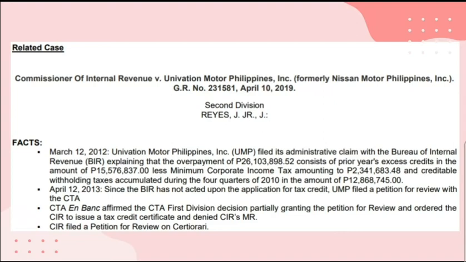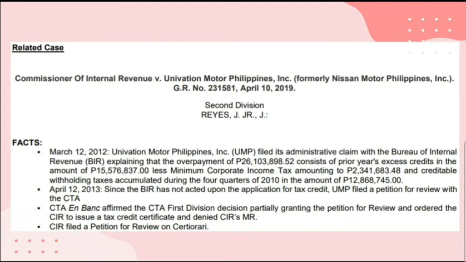The BIR failed to act upon Univision's administrative claim. As such, Univision filed a petition for review with the CTA on April 12, 2013. On March 10, 2015, the Court of Tax Appeals, or the CTA, First Division partially granted Univision's petition for review and ordered Petitioner Commissioner of Internal Revenue, or the CIR, to issue a tax credit certificate representing Univision's unutilized or excess creditable withholding taxes for taxable year ending December 31, 2010.